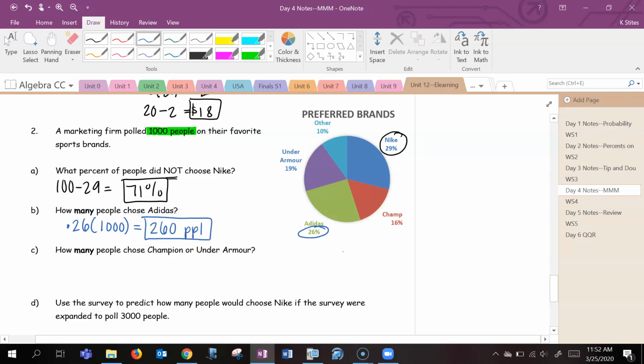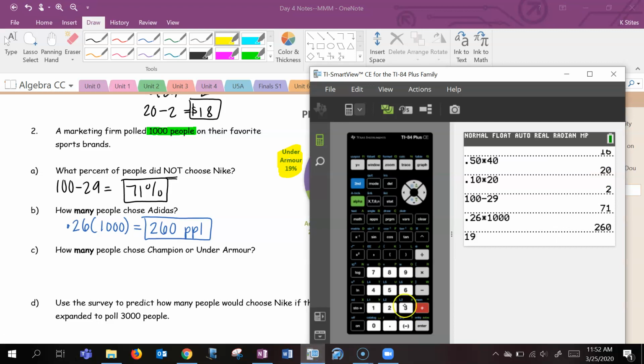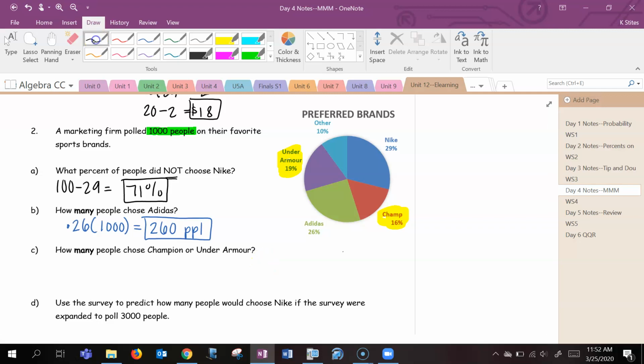How many people chose Champion or Under Armour? Okay, so Champion or Under Armour. I'm going to go ahead and just add those up right now. 19 and 16. So that's 35% total chose Champion or Under Armour. And then we're multiplying that by our total. And that should give you 350 people.